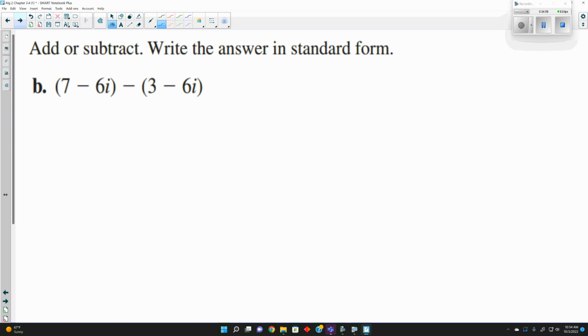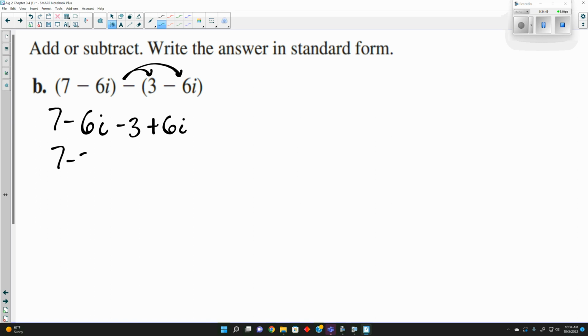7 minus 6i minus 3 minus 6i. So the first one, we don't have anything in front of the 7 minus 6i, do we? So we can drop those parentheses, which tells us we have 7 minus 6i, yes? But what's going to happen to the 3 minus 6i? Because we're applying this negative to both, yes? So we would have negative 3, what? Because we're subtracting 3, so we're saying 7 minus 3. And negative 6 minus negative 6i.